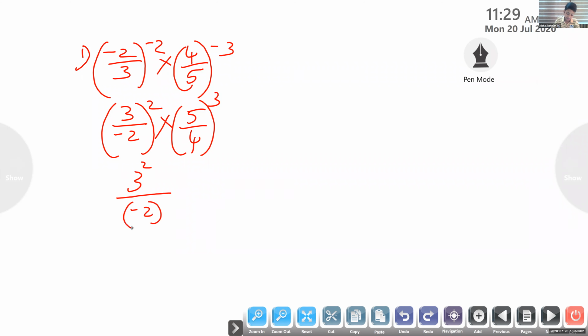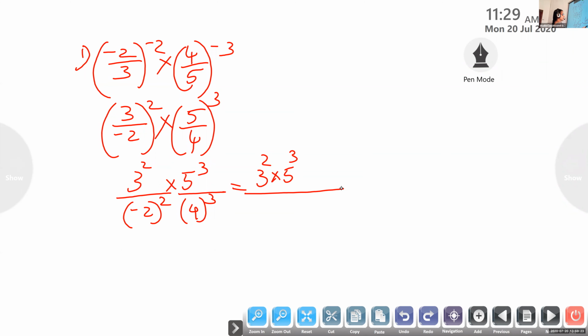Negative 2 raised to 2 into 5 raised to 3 by 4 raised to 3. Numerator, we cannot do anything. We will write simply 3 raised to 2 into 5 raised to 3 only. But denominator, we can do something. What can we do? Negative 4 is not there. And 4 we can convert into 2 raised to 2. Yes, very good. Negative 2 the whole square. 4 we can write 2 raised to 2 the whole raised to 3.